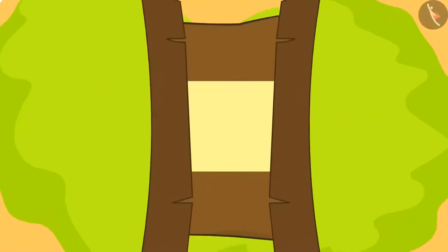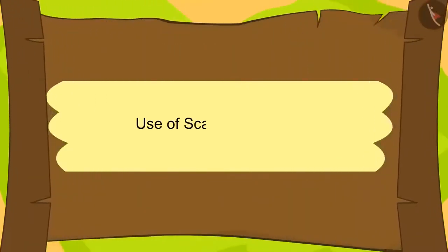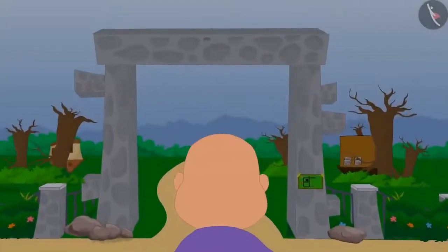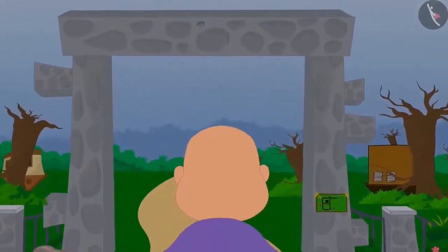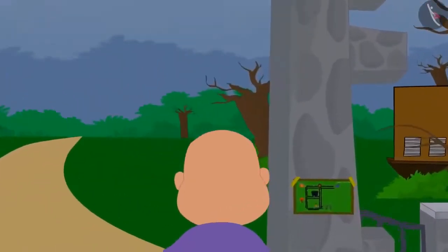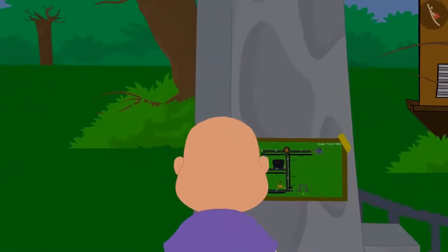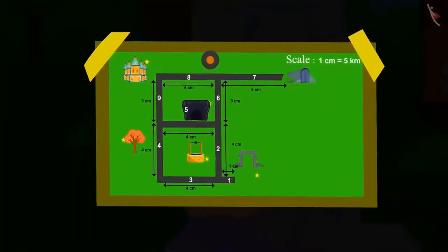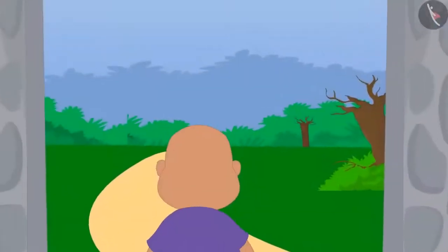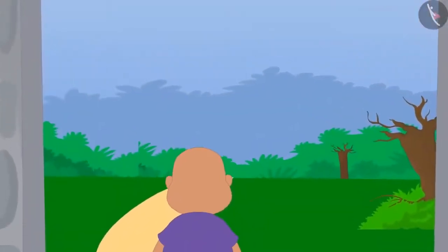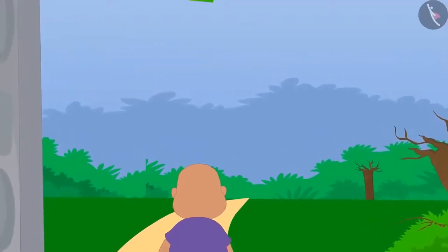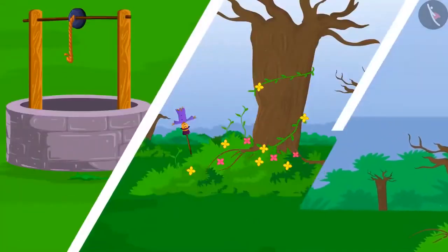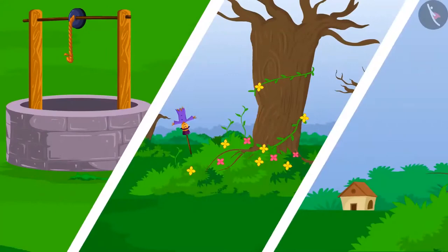Children, in this lesson, we will see use of scale and direction in the maps. One day Bablu reached the village of Ulta Pulta. As soon as he reached the gate to go inside, he found a map which was upside down. Bablu was extremely naughty. He immediately went inside the village, but there was nobody in Ulta Pulta village.